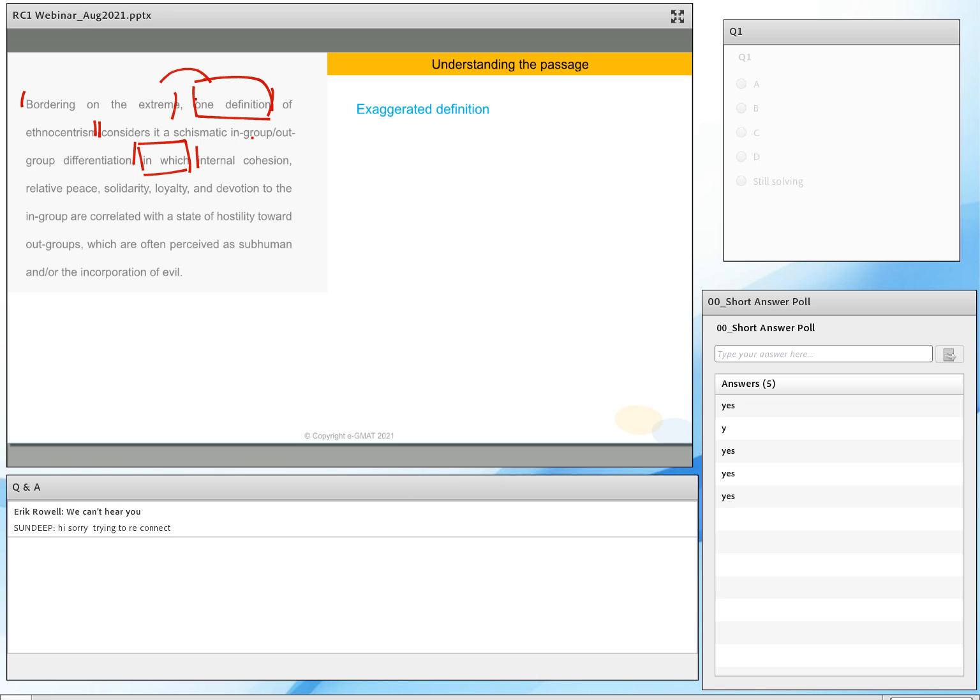The mistake a lot of students will make here is they read this entire thing and they said, oh my god, this is too difficult. So all of you who felt this passage is very complex, it's because you read this entire thing in one stretch. What you really should be doing is breaking it down and summarizing it in your own words. It's kind of complex, right? It's hard to keep in your mind. That's why you summarize. So let's break it down. Internal cohesion, relative peace, solidarity, loyalty, and devotion to the in-group. Let's pause here. If you had to summarize this in your own words, internal cohesion till devotion to the in-group, what will you say in your own words? Put it in one short and succinct sentence for me.